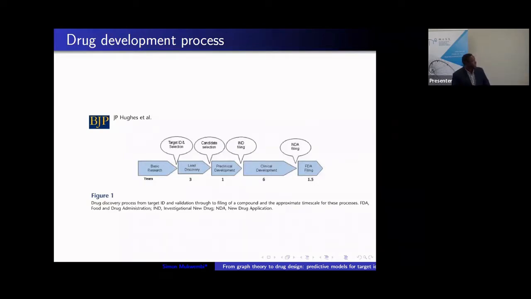I'm not sure if you can see clearly. We have the basic research stage, whereby the aim is to identify those compounds that can be used to manufacture the drugs. And that part of the research takes years and years.